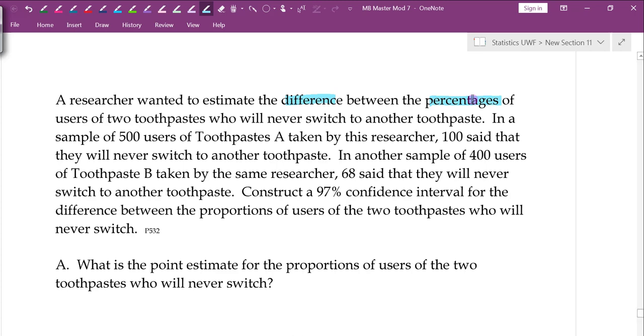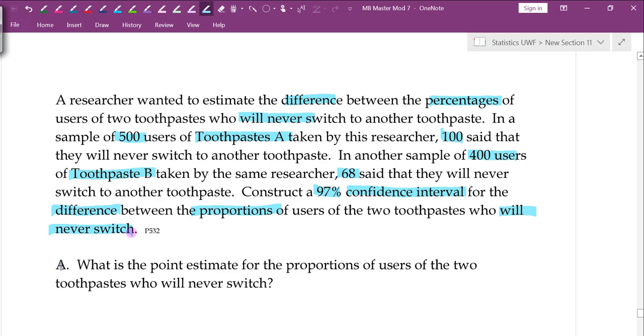So the differences between the percentages of users of toothpaste who will never switch to another toothpaste. In a sample of 500 users of toothpaste A, taken by the researcher, 100 of them said that they will never switch to another toothpaste. In another sample of 400 users for toothpaste brand B, the same researcher found out that 68 said they will never switch to another toothpaste. We're to construct a 97% confidence interval for the difference between the proportions of users of the two toothpastes that will never ever switch. They are very brand loyal.